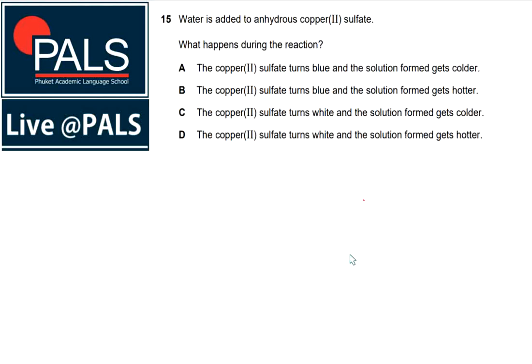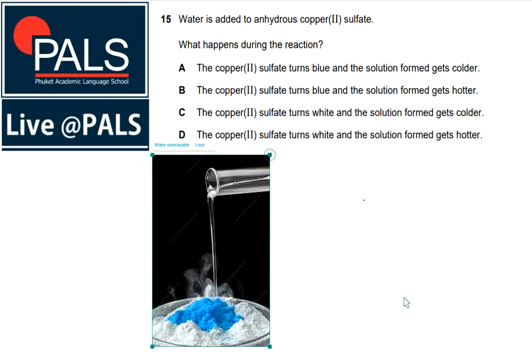Water is added to anhydrous copper(II) sulfate. What happens during the reaction? Let's see. As water is added, the copper(II) sulfate turns blue, and you can also see the smoke coming out from the solution. So it gets hotter. So the correct answer is, you're right, letter B.